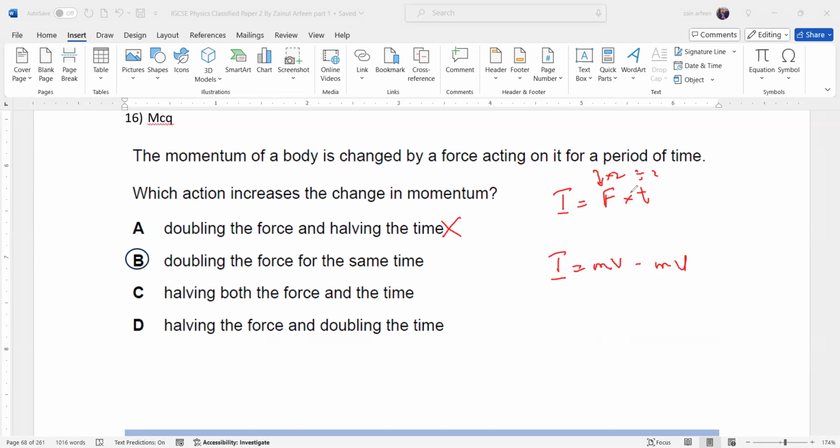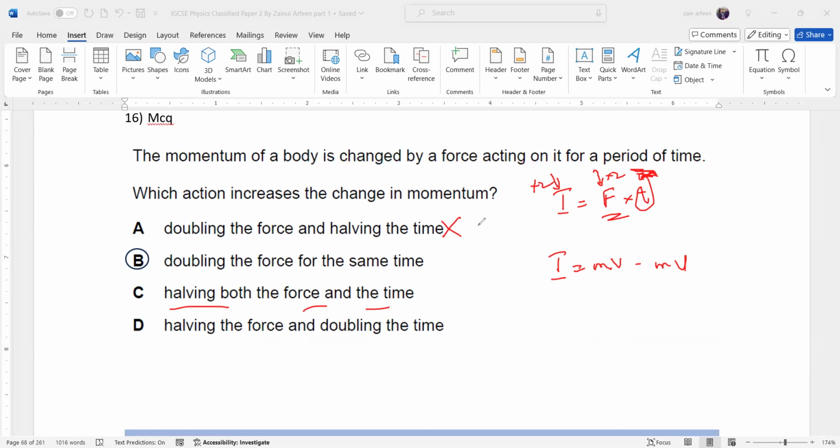Doubling the force: if we double the force but keep the time the same, like we're not changing the time, what will happen to the impulse? Impulse will also be double. Halving both force and time means reducing the force by 2 and time by 2. So impulse will decrease by 4.